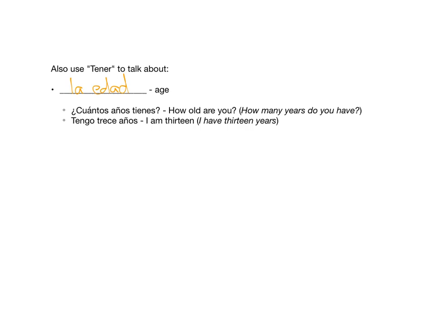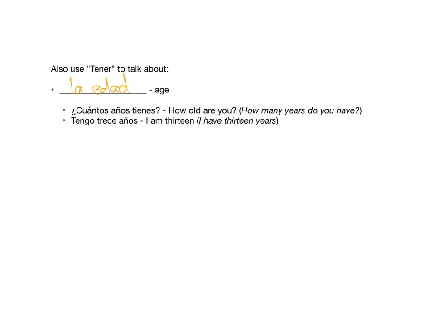Because tienes means you have, right? But we would never ask somebody in English, how many years do you have? We would say, how old are you? So ¿cuántos años tienes? is asking, how old are you? And you have to answer in the same format. You have to say, I have however many years.